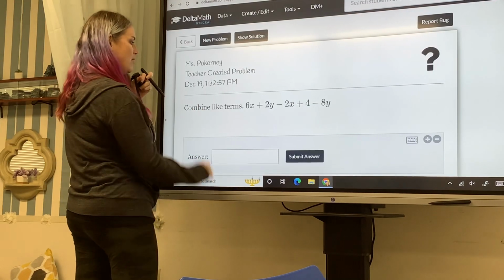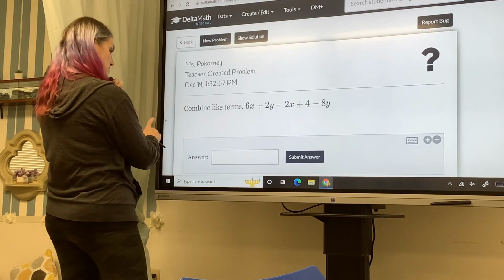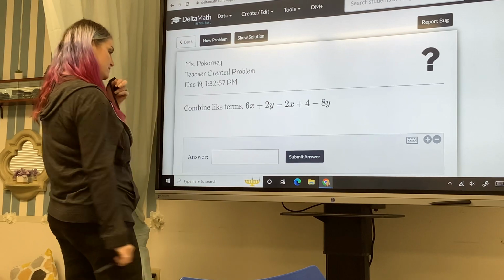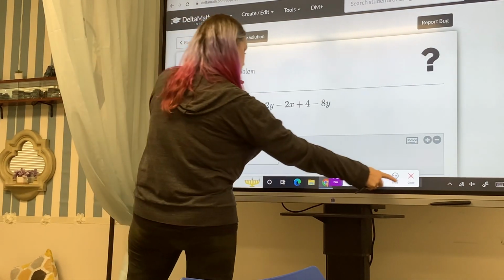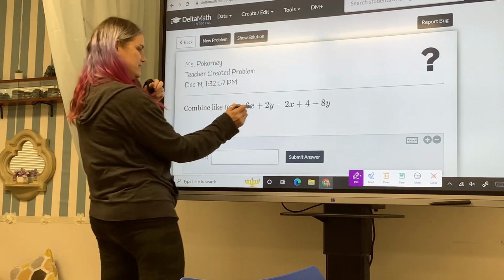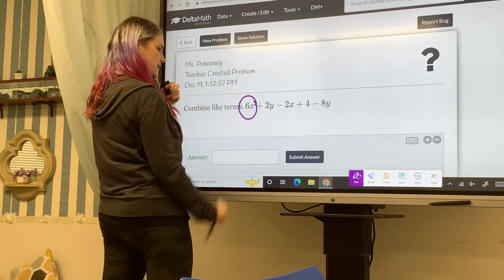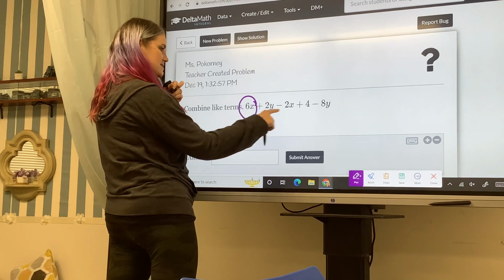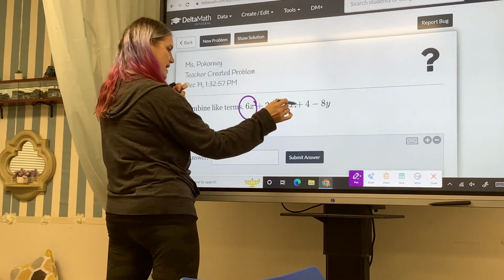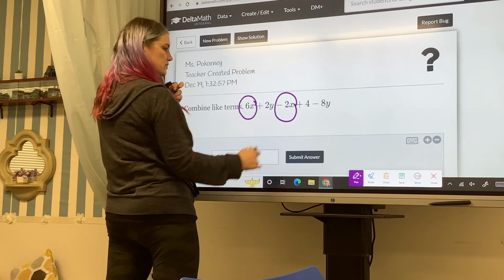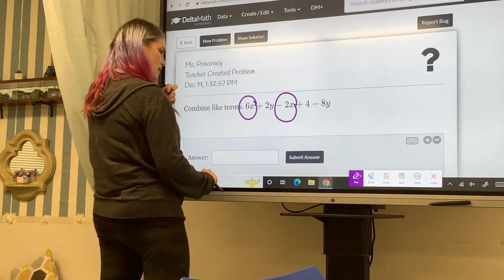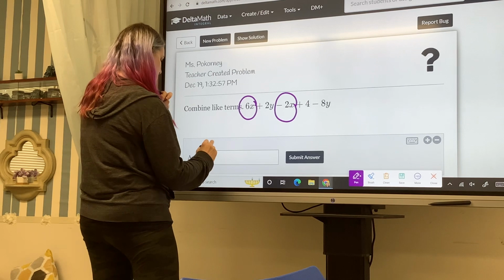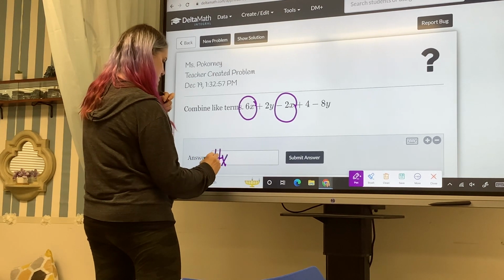The next type of problem we have will be like this, where we give you a list of terms and we ask you to identify and combine like terms. So I always like to start with the first term being a circle. I'm going to look and see if there are any other terms with an x, and I always include the sign in front. So I have 6x minus 2x would be, I'm just going to write here, 4x.